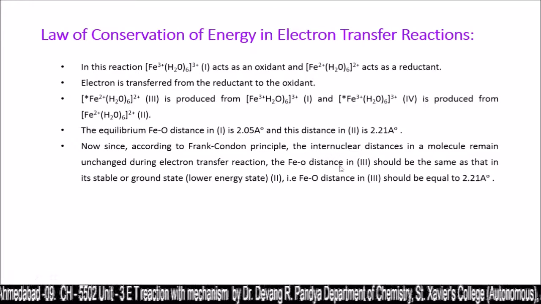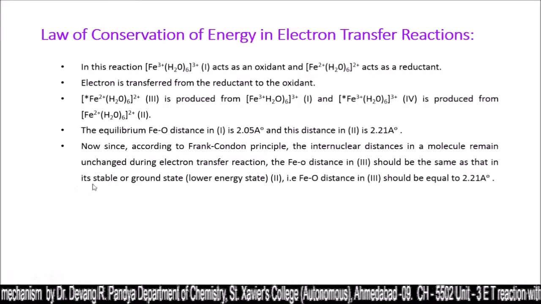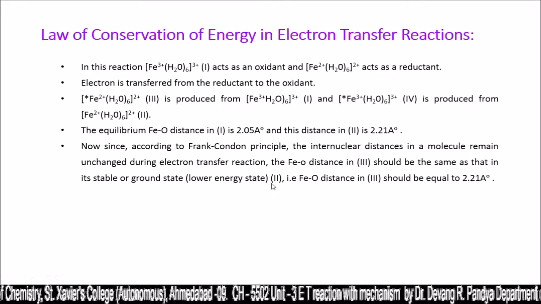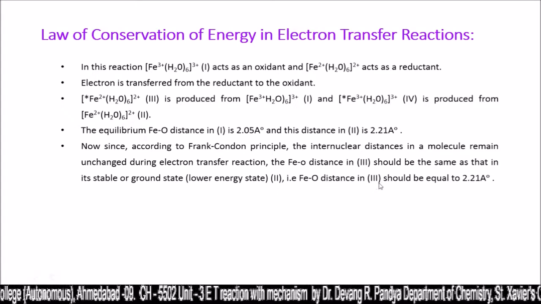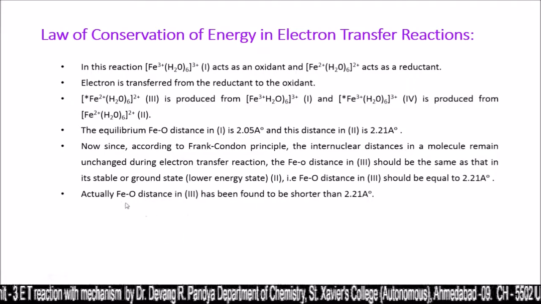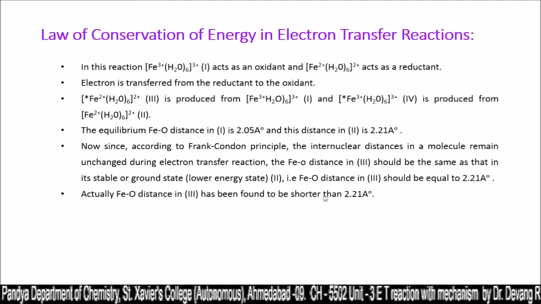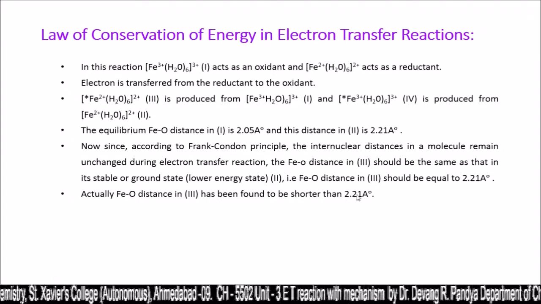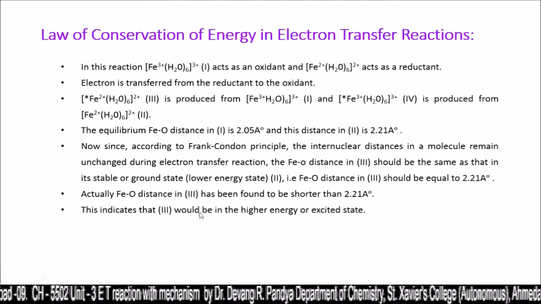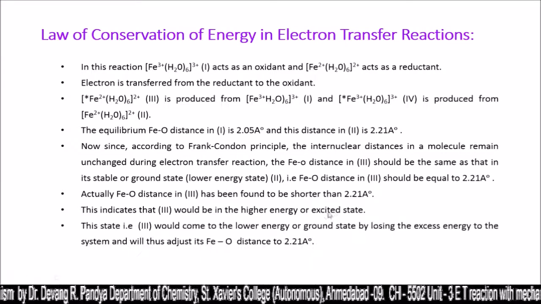The Fe oxygen distance in product 3 should be the same as that of its stable, ground, or lower energy state 2. So the Fe oxygen distance in 3 should be equal to 2.21 angstrom. But actually the Fe oxygen distance in product 3 has been found to be shorter than 2.21 angstrom practically. This indicates that product 3 would be in the higher energy or excited state.